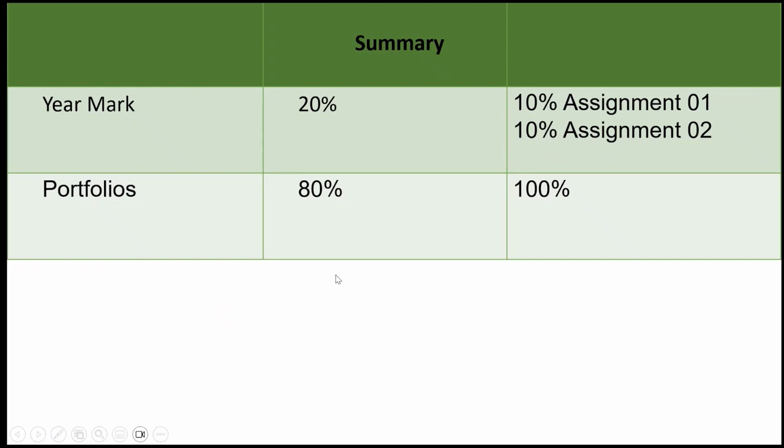Now, this is the summary of the assessment that I was talking about. You have a year mark, which is 20%. The year mark, you get it from assessment 1 and assessment 2. Again, you have portfolios, portfolio 3 and 4. They all contribute 80%, which makes 100% of your module.